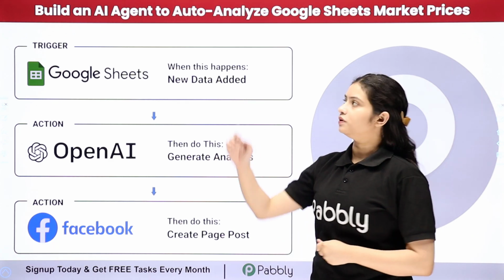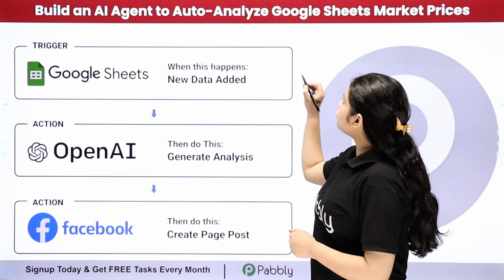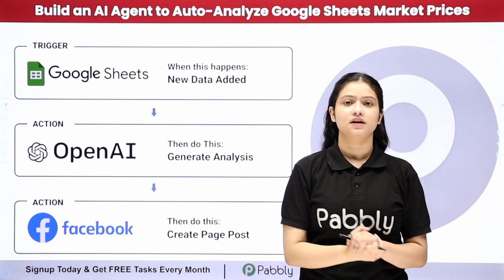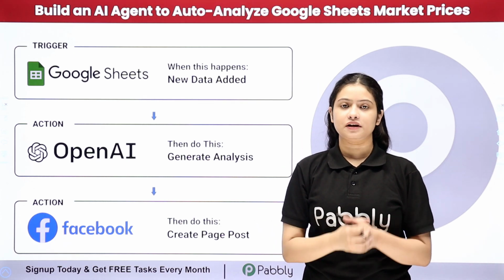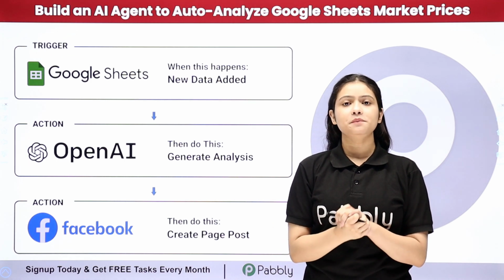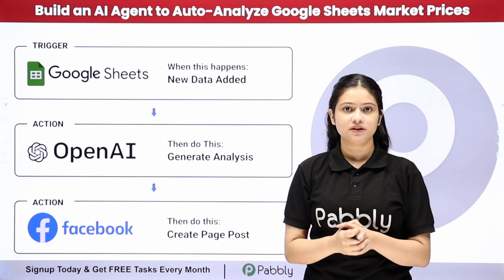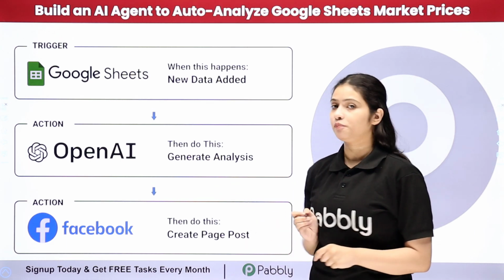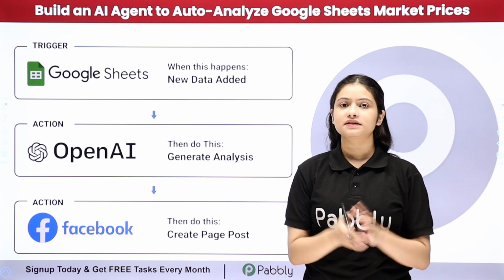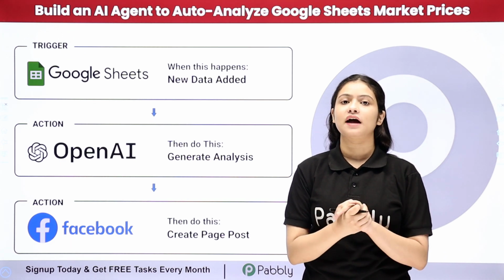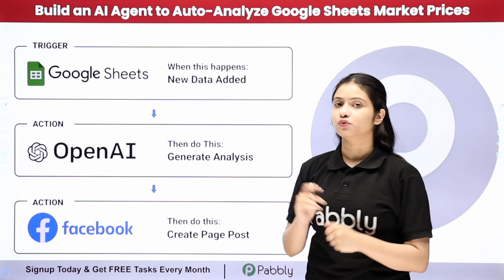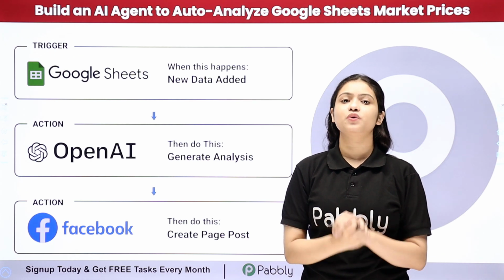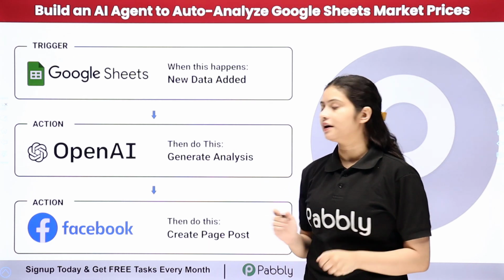In this video, we are going to learn how to build an AI agent to auto-analyze Google Sheets market prices. So I am an owner of a wholesale electronics store and I need to compare multiple prices of different products for my customers, and I need to create a post regularly for my team members and my customers on Facebook page. Now to automate this entire task, I have decided that as soon as a new product and the comparing prices are going to be added in my Google Sheets, automatic analysis is going to be generated with the help of my AI agent, that is OpenAI.